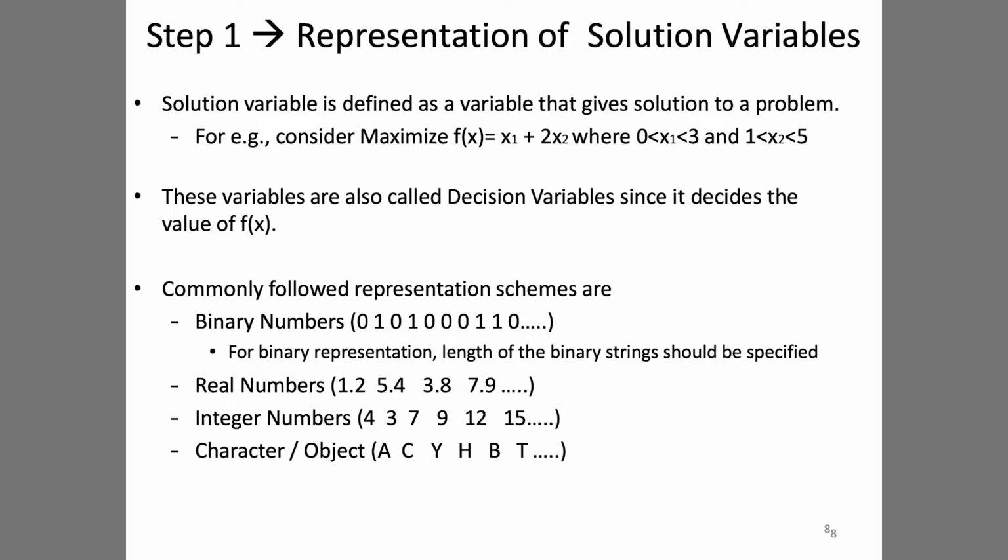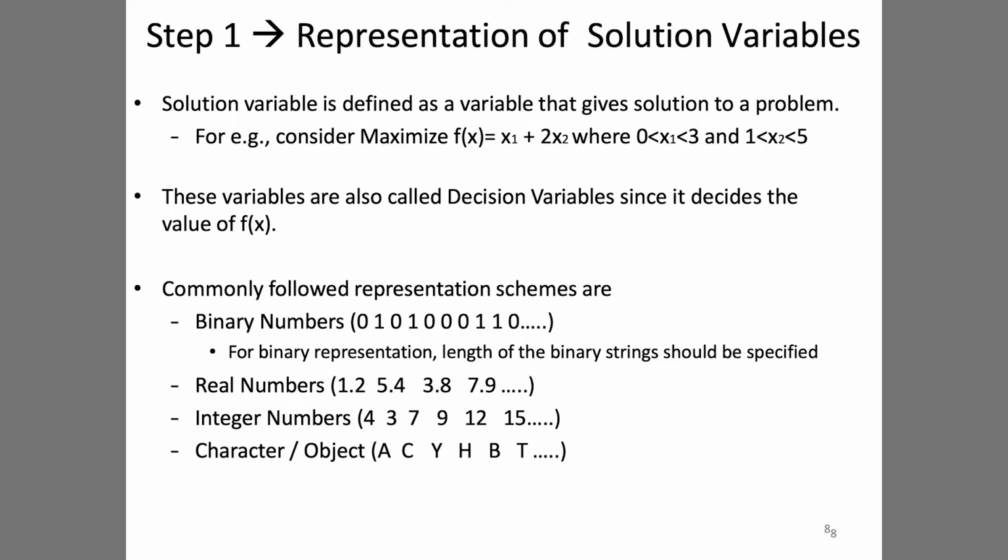So how to solve this problem? You have to find the value for x1 in such a way that it should be from 0 to 3, and you have to find the value for x2 such that you should be within 1 to 5. Accordingly, you have to find a suitable combination, and if you substitute that combination of values in the objective function, you will get the desired maximum value for the given problem statement.